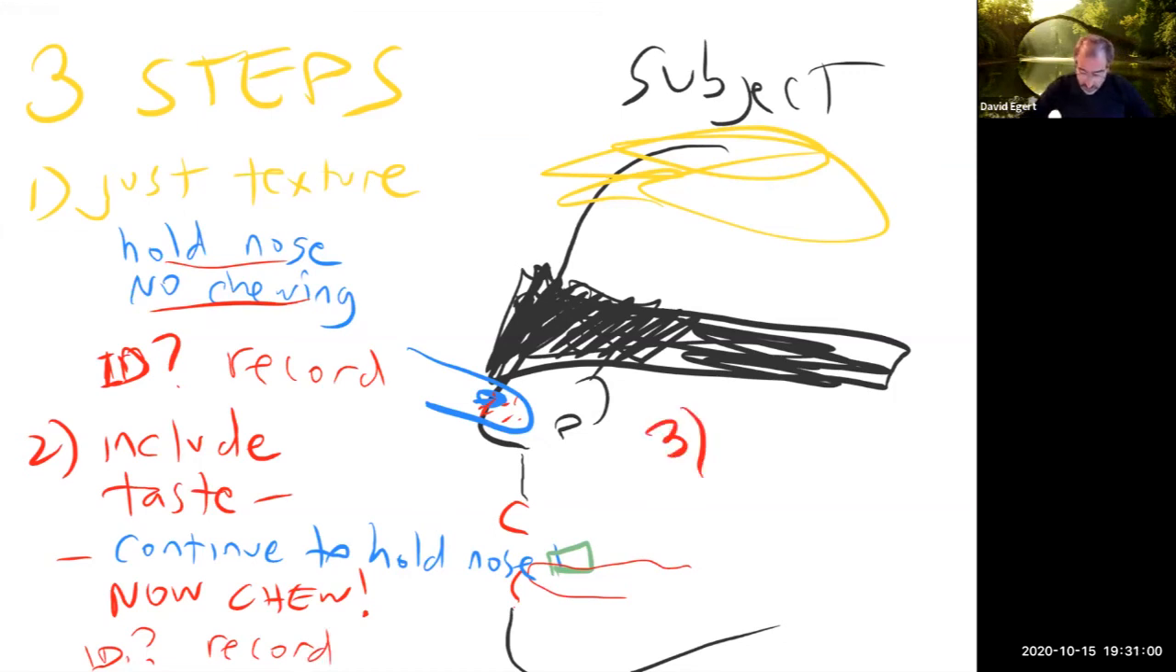And then finally, part 3, add in smell. Let go of the nose. And again, can they ID it now, and record what they find?